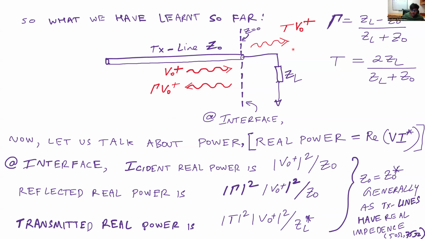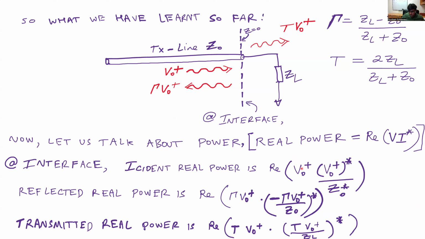So if you now simplify these expressions, we find that the incident real power is just going to be |V0+|² over Z0. And how does the mod come? Because remember, V0+ times V0+ complex conjugate is just going to be |V0+|², because when you take a complex number and multiply it by its conjugate, it's just going to be the mod square of that complex number, right?